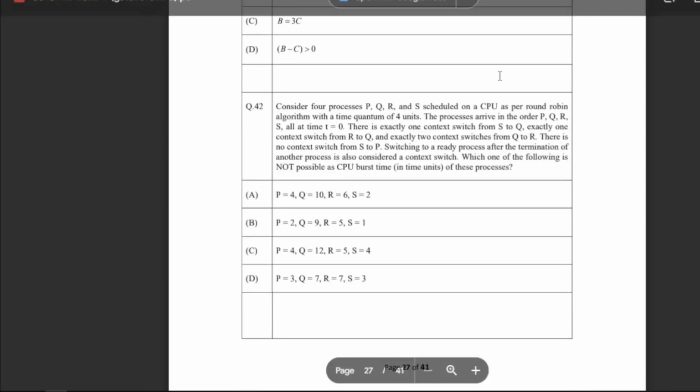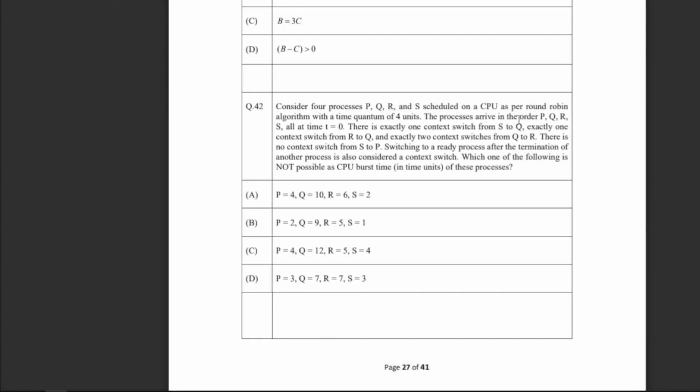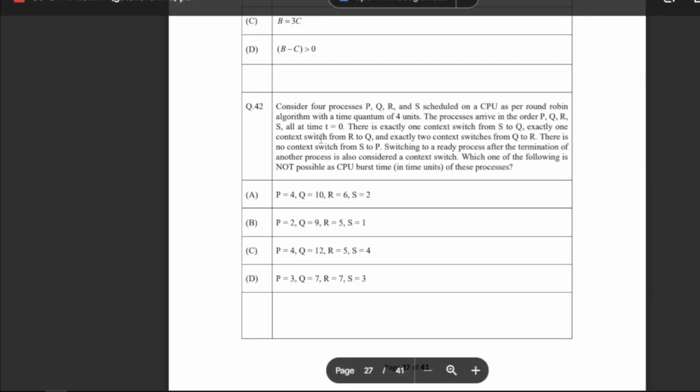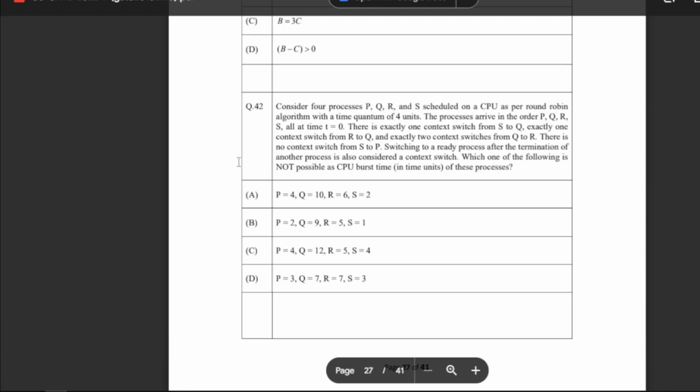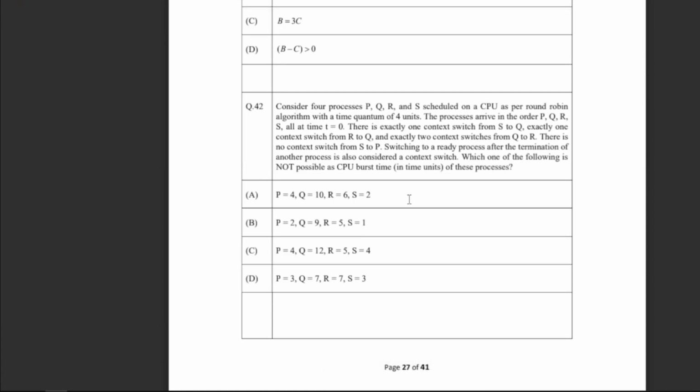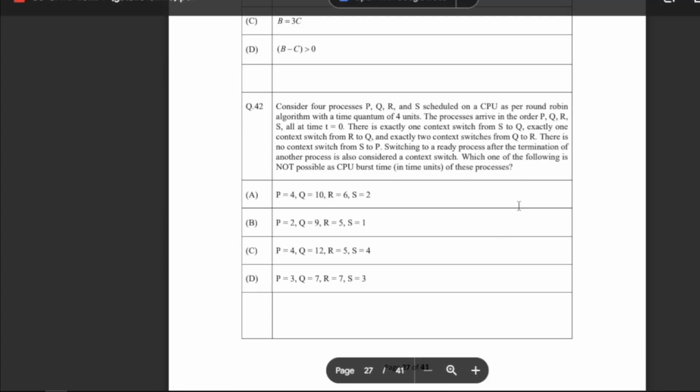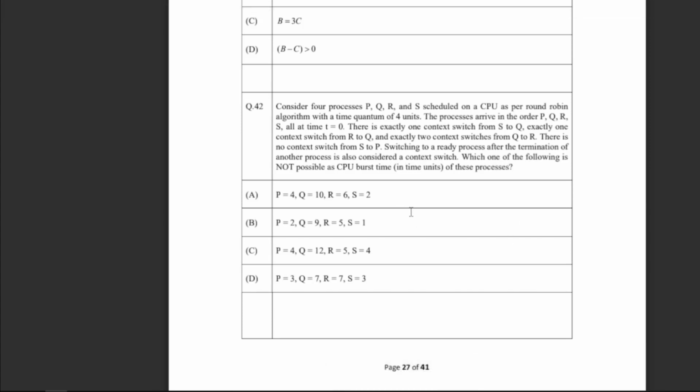Consider 4 processes P, Q, R and S scheduled on the CPU as per the round robin algorithm with a time quantum of 4 units. The processes arrive in the order P, Q, R, S all at time t equals 0. There is exactly one context switch from S to Q, exactly one context switch from R to Q and exactly 2 context switches from Q to R. There is no context switch from S to P. Switching to a ready process after the termination of another process is also considered a context switch. Which one of the following is not possible as CPU burst time in time units of these processes?